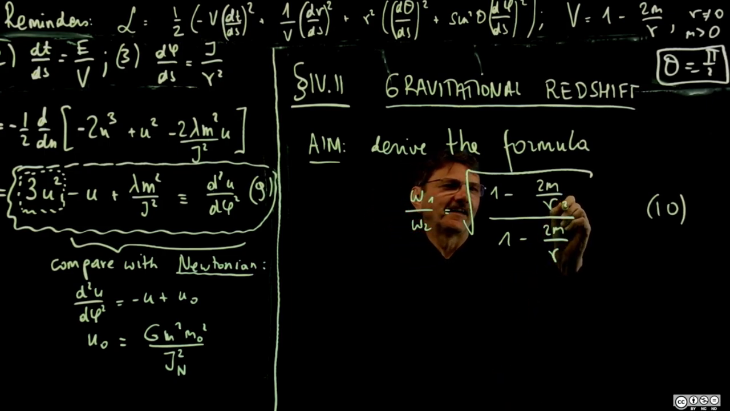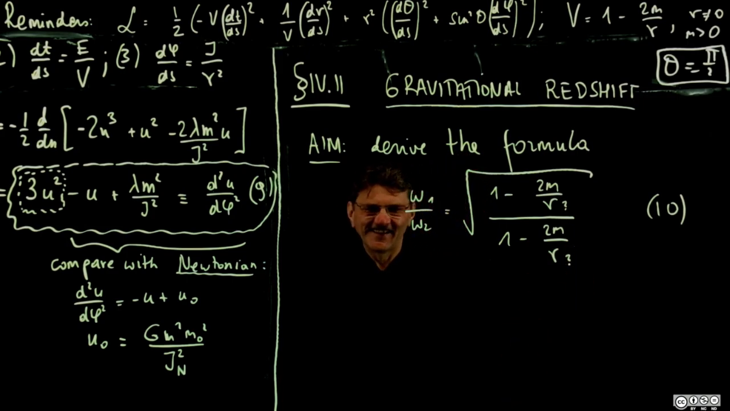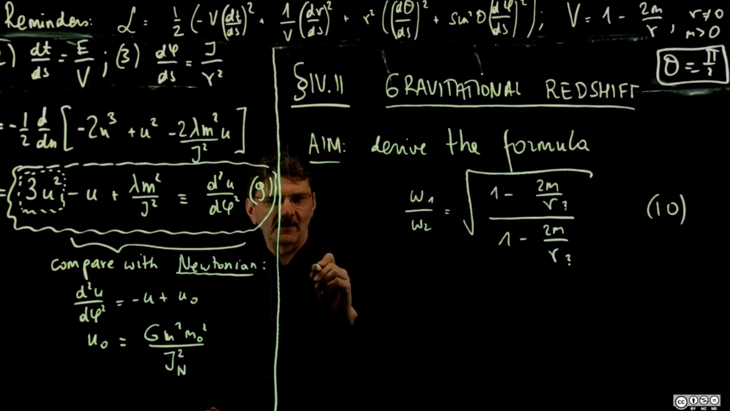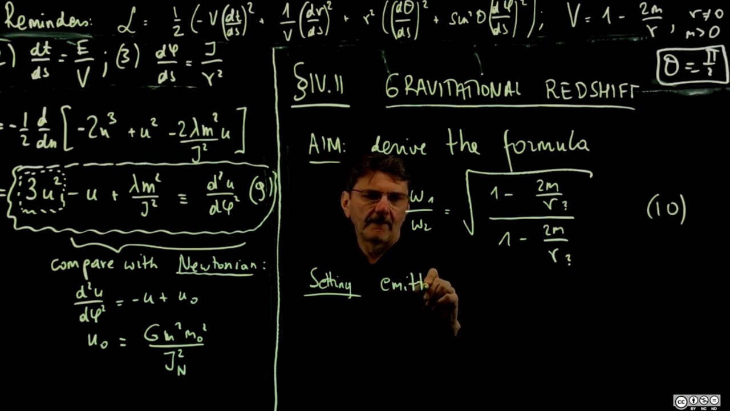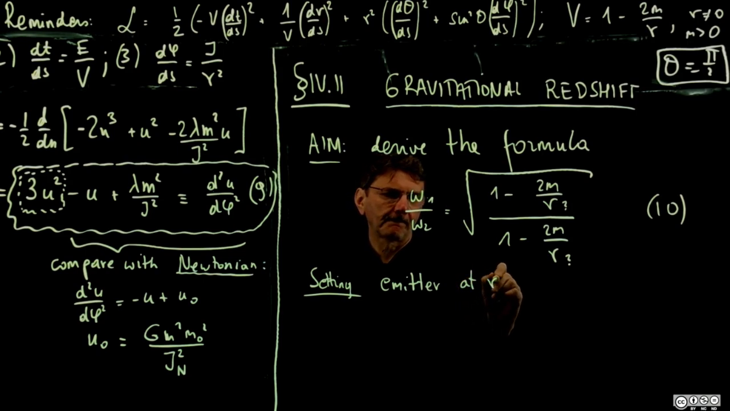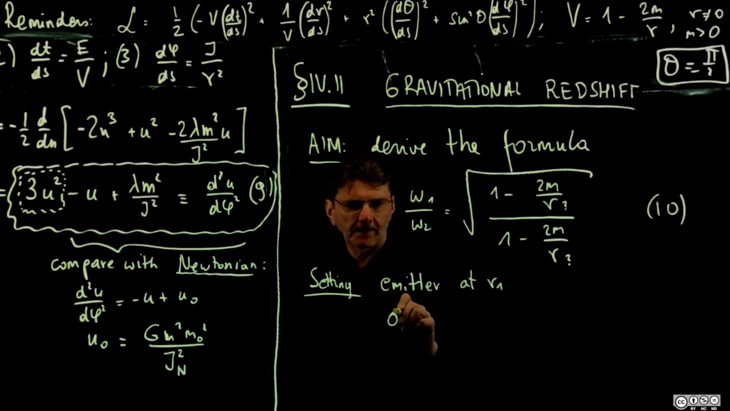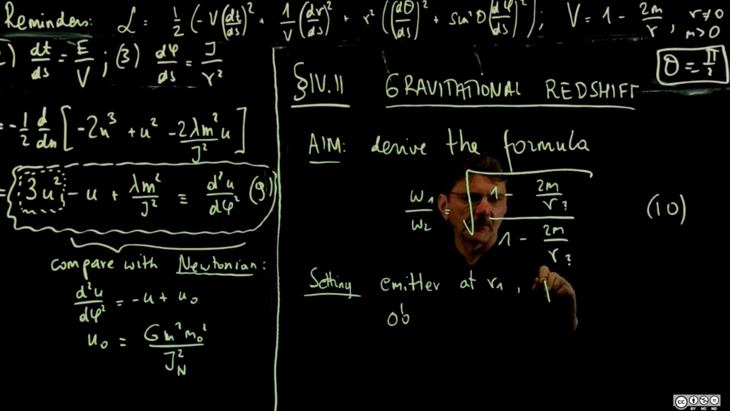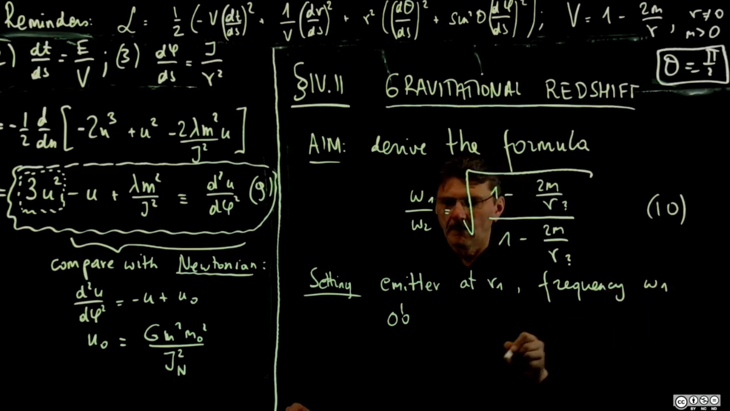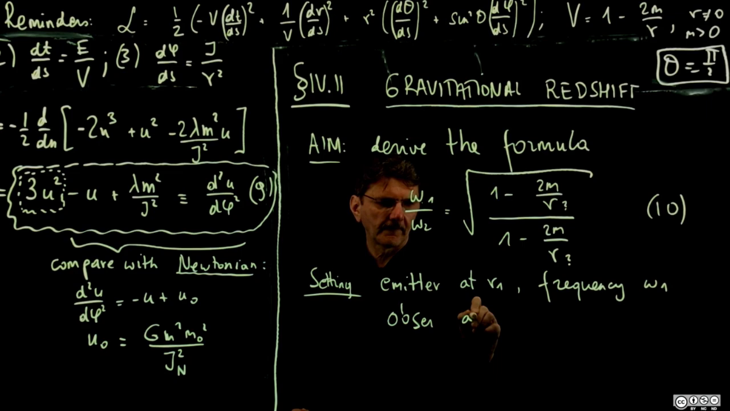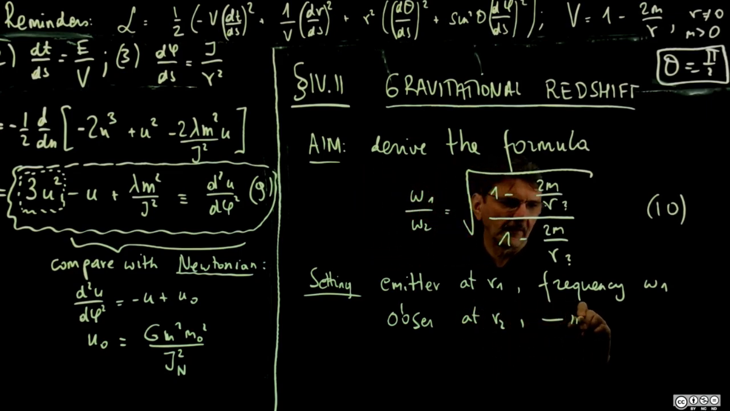So let's leave it like that and let's derive it. So in other words, you're looking at the frequency. We have an emitter at R1. We have an observer, so with frequency omega 1. Observer at R2, frequency omega 2.